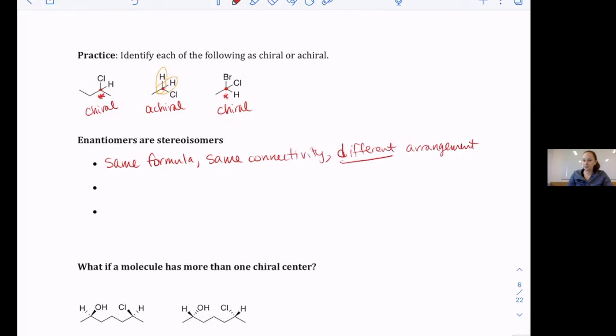So overall, enantiomers will also have the same physical properties, for example boiling point, melting point, things like that. They have the exact same properties as one another because they have the same orientation around things, but a different arrangement. You'll see what I mean in just a moment.